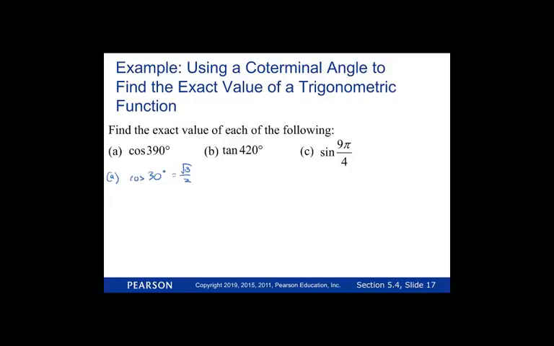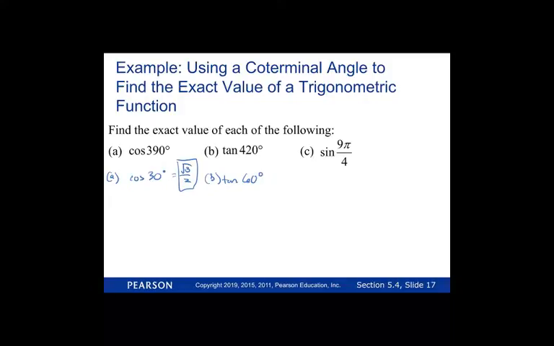Exact values of each of the following. I think that's it for that one, right? All right. I think that's it for part A. So once you get the coterminal angle. Okay. So 420 is the same as what? What's the coterminal angle there? So this is the same as tan of, is it 80? 60, right? It should be the same as tan of 60 degrees.